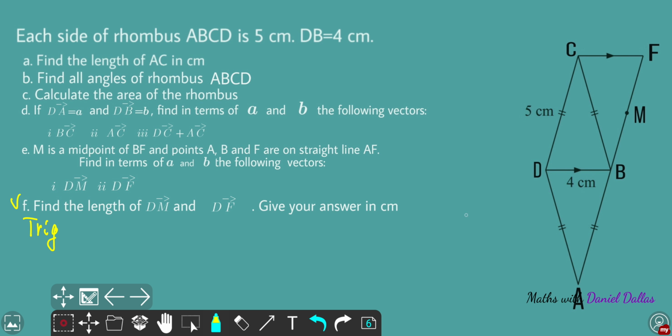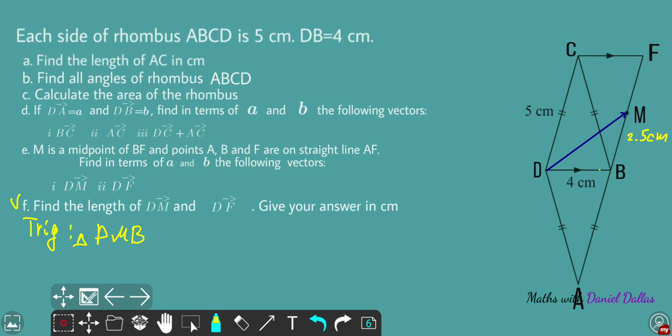DM, so DM. Why trigonometry? Because this is the side of triangle DMB. So trigs from triangle DMB. Okay, so we know this side is 4, this side BM is half of 5, so that's why it's 2.5 centimeters, okay?